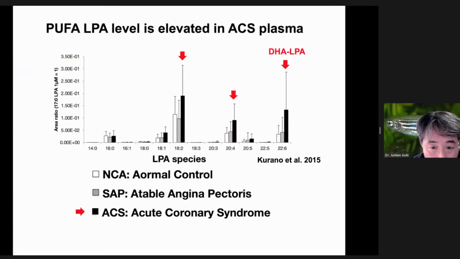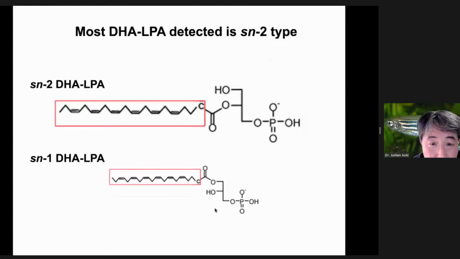As you can see here, we found that some unsaturated LPA, such as 18:2 or 20:4 and 22:6 LPA, this is DHA-LPA, is dramatically high in the plasma isolated from ACS patients. Importantly, most of the DHA-LPA detected was SN2 type with a small amount of SN1 DHA-LPA. So maybe lipases or a phospholipase A1-type enzyme are involved in this production.